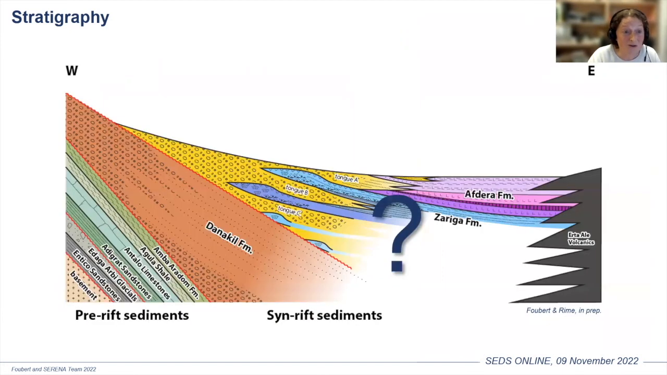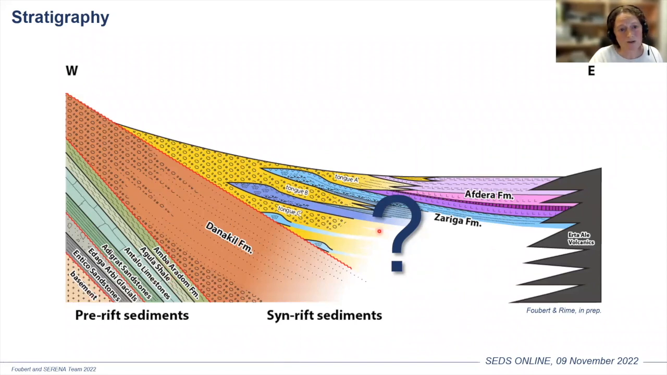And also one of the big question marks is how those central part sediments in the subsurface, in the central part of the graben, are linked with the deposits at the margin of the graben, and how the Zariga formation is interfingering with more siliciclastic input coming from the plateau and the evaporites in the central part of the basin. These are big questions we still have, basically. But you see nicely this package of syn-rift sediments on top of the pre-rift sediments.